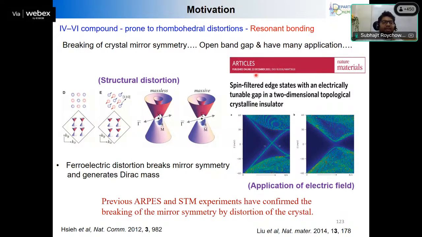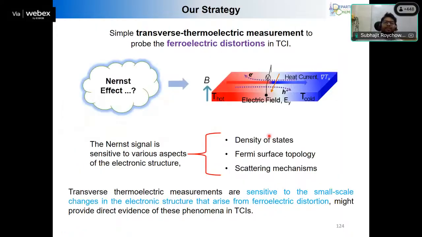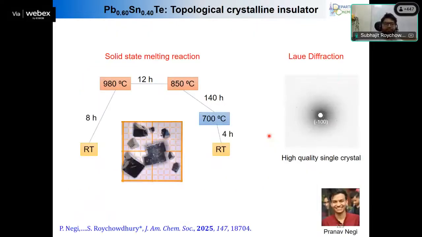Now, how do we track that? Previous ARPES or STM studies show the breaking of mirror symmetry. But for ARPES and STM, you have to go to a synchrotron, you need a special facility or special expertise. So we thought, can we realize the same distortion-induced opening of the band gap by a simple measurement with a lab-based technique? So again, we focused on the Nernst effect.